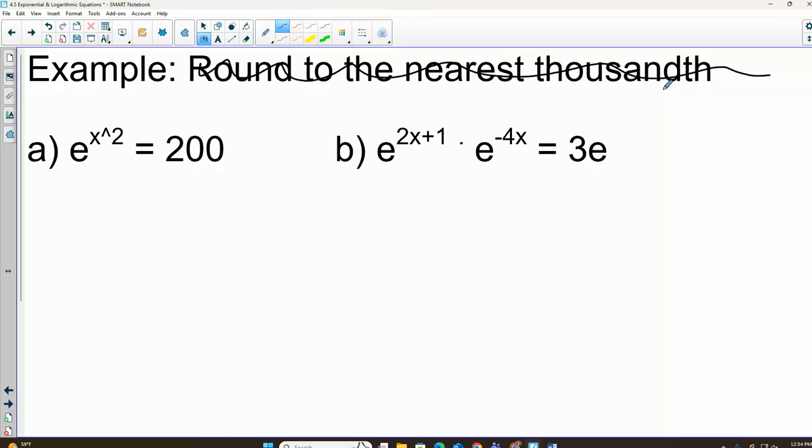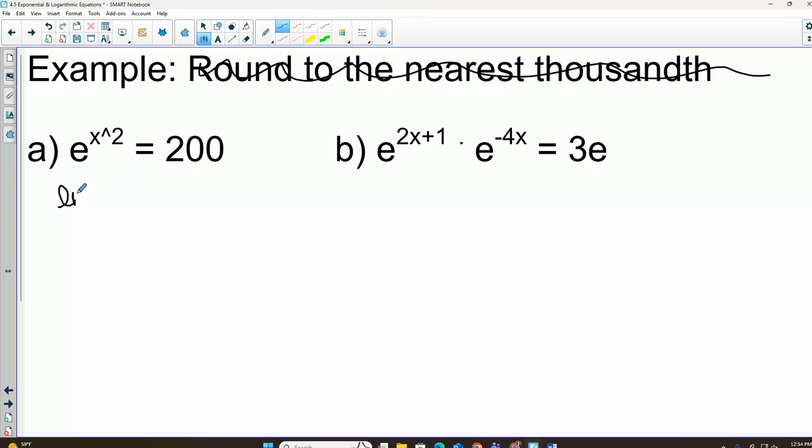So if I asked you to solve this one, we have e to the x squared equals 200. E to the x squared equals 200. Can I get a common base between e and 200? No, so we add a log. It can be helpful.